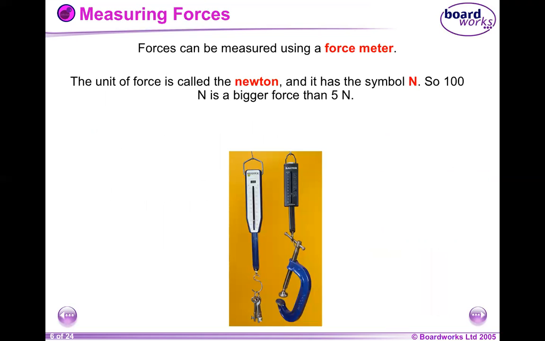Force can be measured using what we call a force meter. And the unit of force: when you measure temperature, the unit is degrees Celsius. When you measure force, you use Newton, which is a capital letter N. So if I measure 100 Newton and 5 Newton, of course the 100 Newton is a bigger force. The 5 Newton is a smaller force.